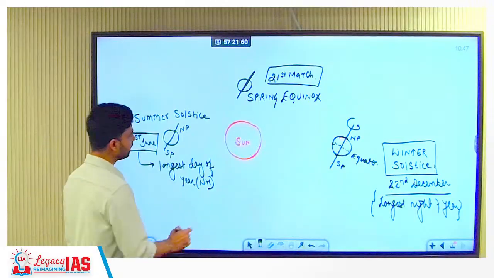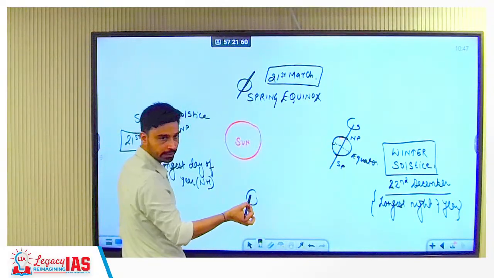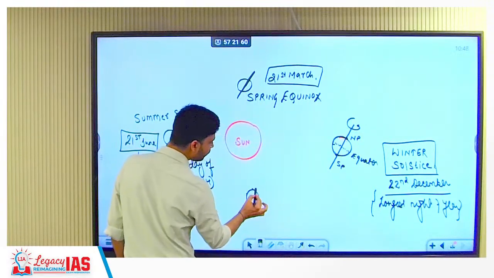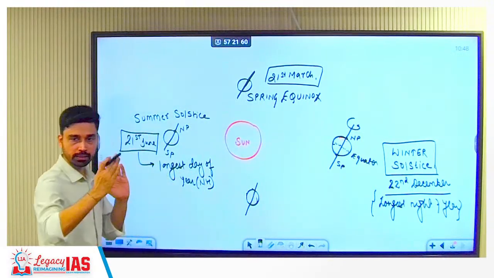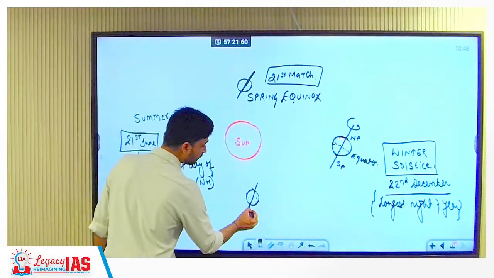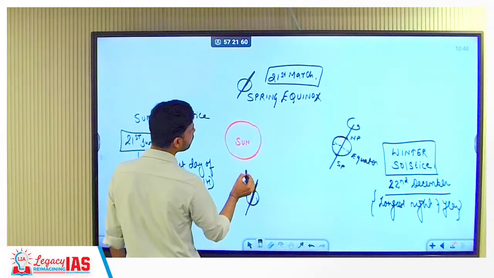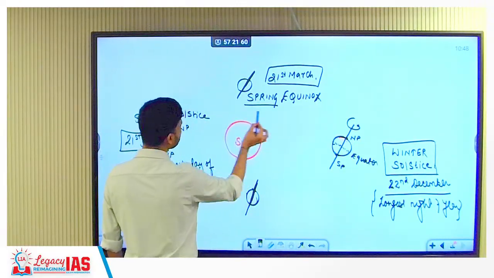And then finally earth reaches here. Okay, this is exactly opposite to the spring equinox. Again, will the tilt have any role to play here? No, because the tilt is like this, and sun and earth are like that. So we can say that both of the hemispheres will receive almost equal amount of sunlight. So here we have spring, here we have summer.